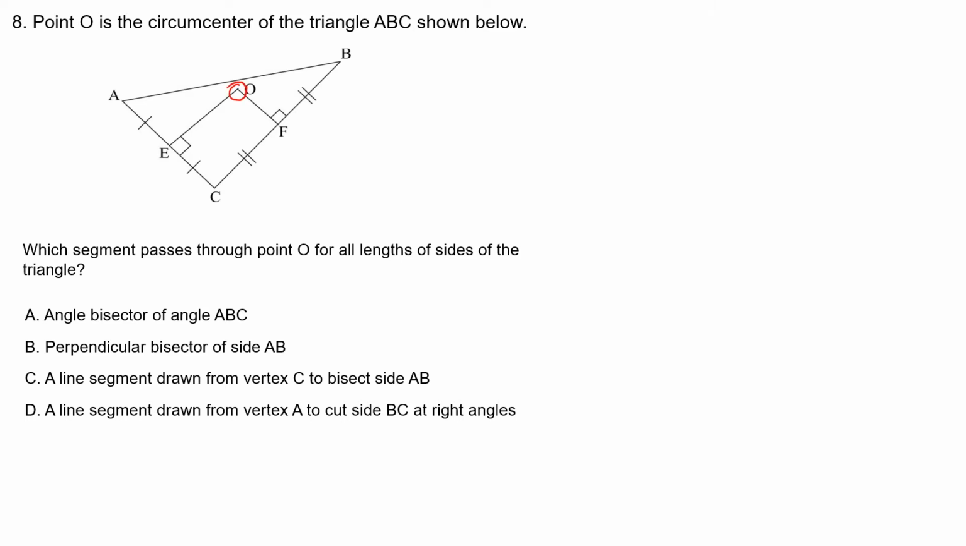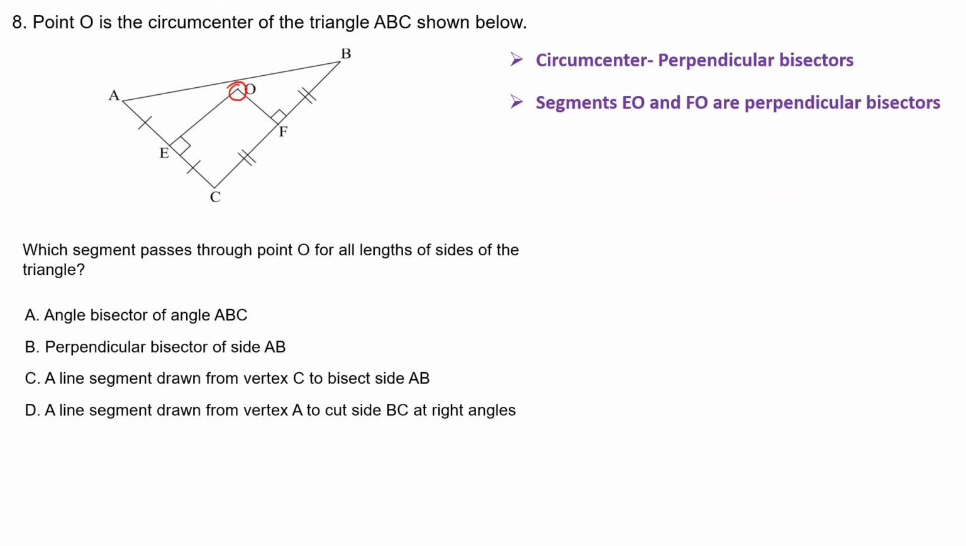So let's analyze this figure. Remember, a circumcenter is created by perpendicular bisectors. So segments EO and FO are perpendicular bisectors, and we know that because we have these congruence marks here, and we have these right angles, meaning that they are perpendicular lines there. And it intersects at point O, which is the circumcenter right here. I kind of already circled it, but I'll circle it again right here.